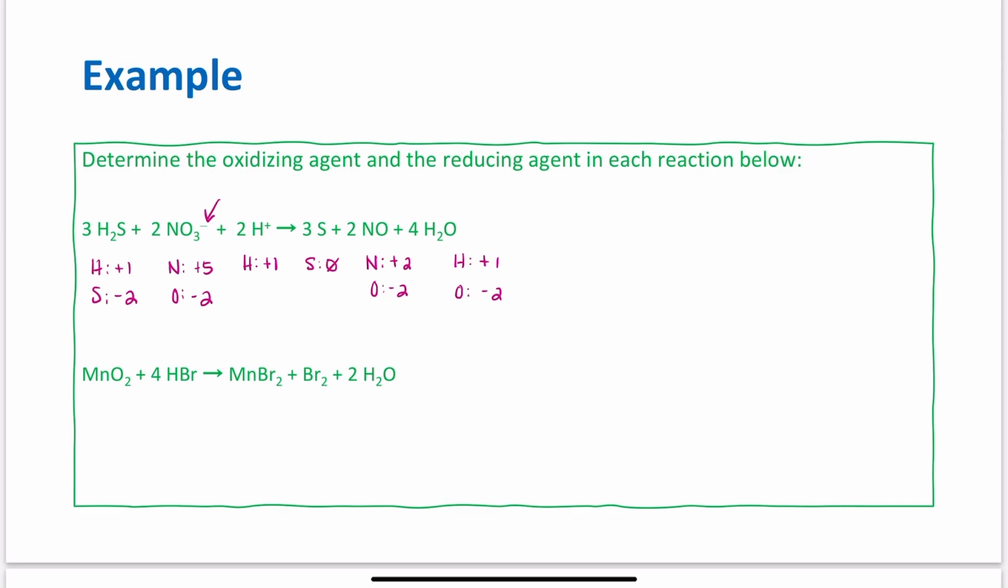So I look at this and I say, okay, what changed? I've got hydrogen at +1, +1, +1. Well, it didn't change. I've got sulfur at -2, sulfur at 0. Oh, that one changed. Okay. I've got nitrogen at +5, nitrogen at +2. That one changed. I've got oxygen at -2, -2, -2. That did not change. So my sulfur went from -2 to 0. It lost 2 electrons, meaning that the sulfur was oxidized, because oxidation is loss, meaning it is the reducing agent.